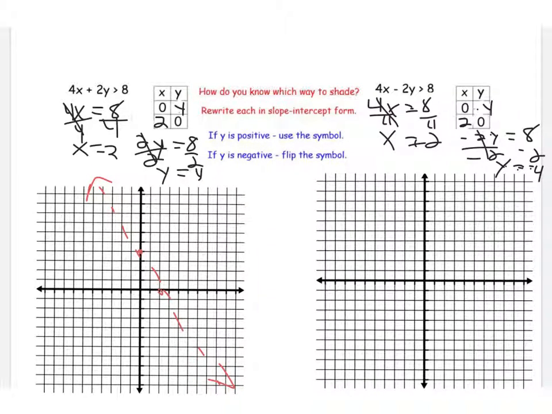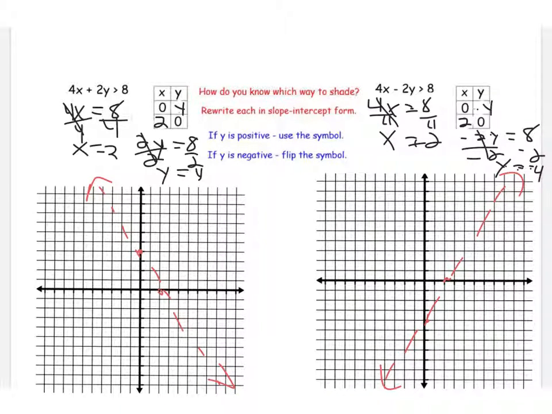This one, I have my x-intercept at 2 as well, but the difference is my y-intercept is at negative 4. And again, my line is dashed because it's greater than, not greater than or equal to. Now, the key to this is where to shade.